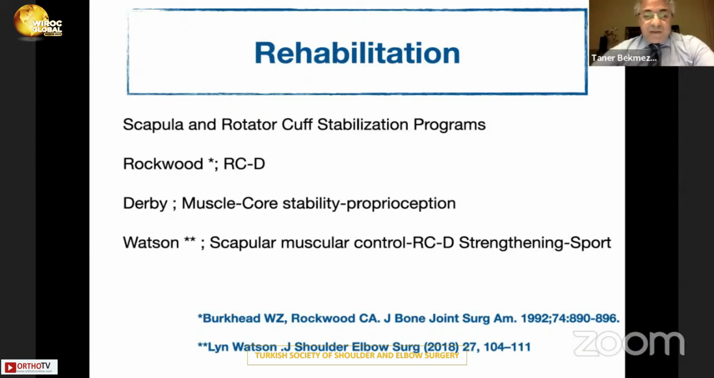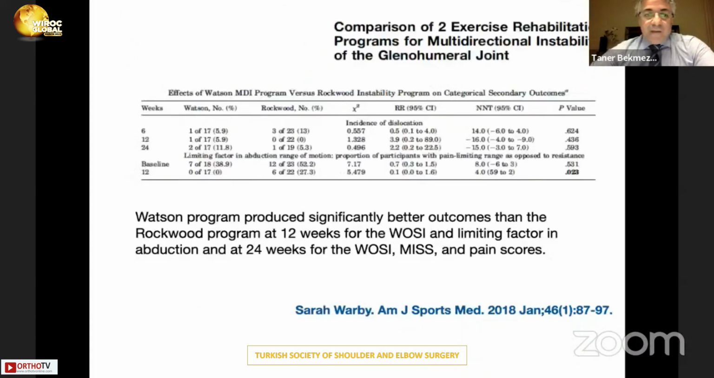Exercise progresses into the functional and sport-specific ranges in the Watson multidirectional instability program. This randomized controlled study was designed by Warby in 2016 and published in 2018. Researchers hypothesized that the Watson MDI program would produce clinically and statistically superior outcomes over the Rockwood instability program. In this trial, the Watson program produced significantly better outcomes than the Rockwood program at 12 weeks and 24 weeks.